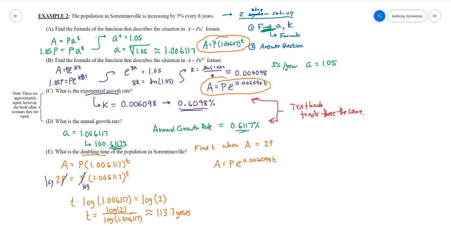I could do the same thing with this formula over here. Again, my final amount would be 2 times my original amount.